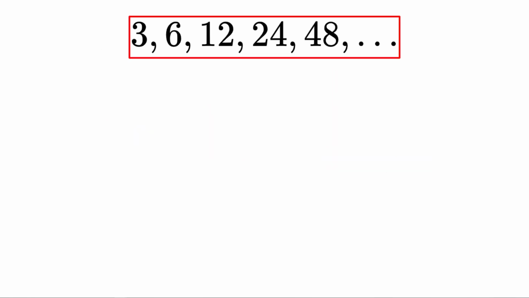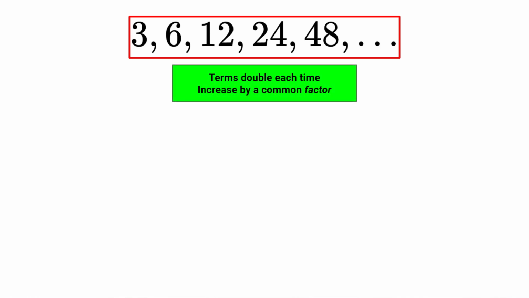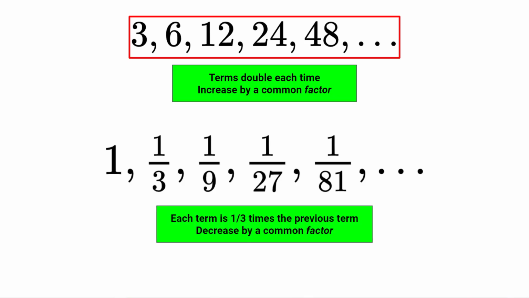It had terms 3, 6, 12, 24, 48, and so on. This wasn't arithmetic because it didn't increase by the same amount each time. But you might have noticed that the terms do have some very noticeable behavior. They double each time. So the terms of this sequence increase not by the same amount, but by a common factor. Here's another sequence whose terms change by a common factor: 1, 1/3, 1/9, 1/27, 1/81, and so on.